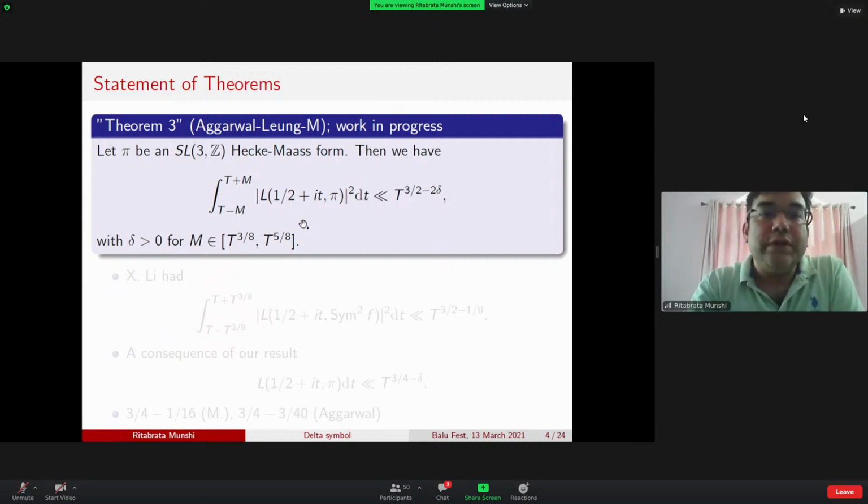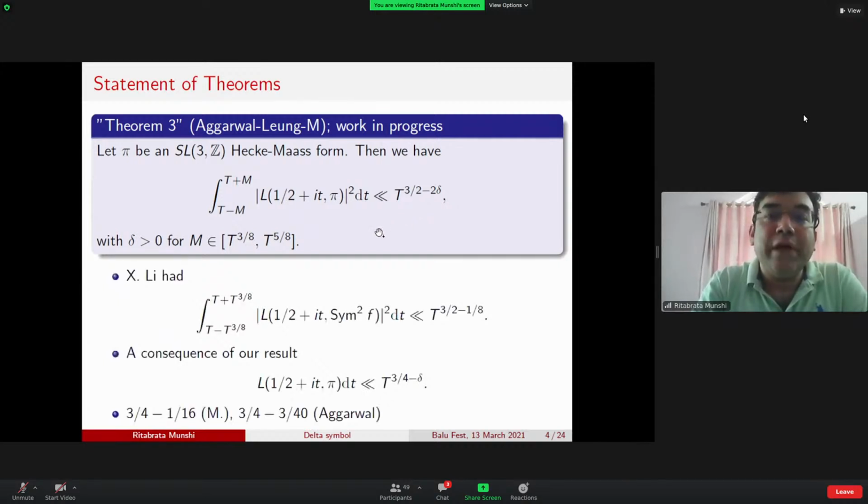As you know, the second moment of GL3 L-functions is still a big important open problem, and we don't even know it; it corresponds to the sixth moment of the Riemann zeta function, for which our result is not that good, right? So we don't really expect to get very good results here, but there will be applications of that.